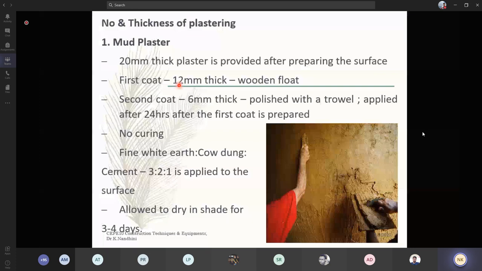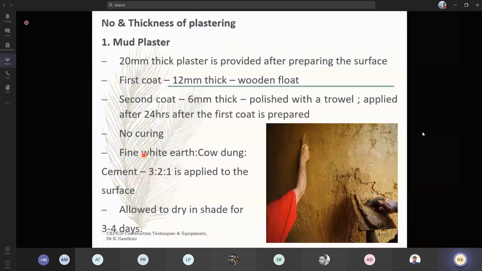First coat is 20 mm thick, with a wooden float. Next, the second coat is 6 mm thick, polished with the trowel. This is the trowel that the person is using. It is applied after 24 hours. Once the first coat is done, they'll take some 24 hours, and over that they'll put the second coat.